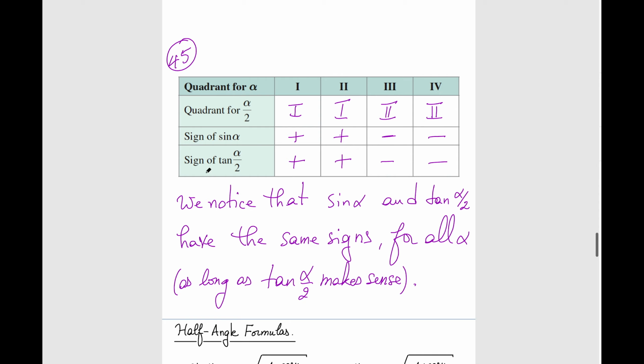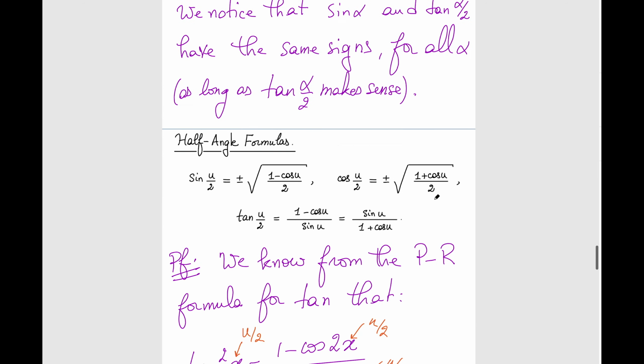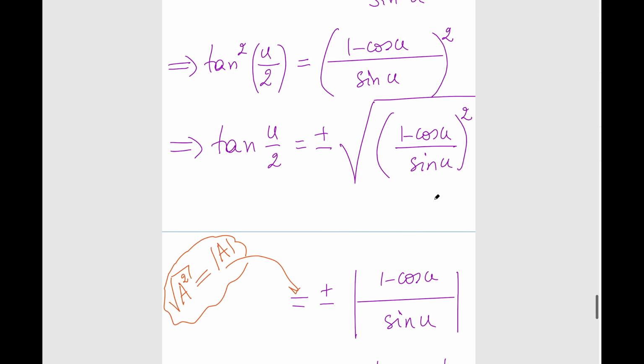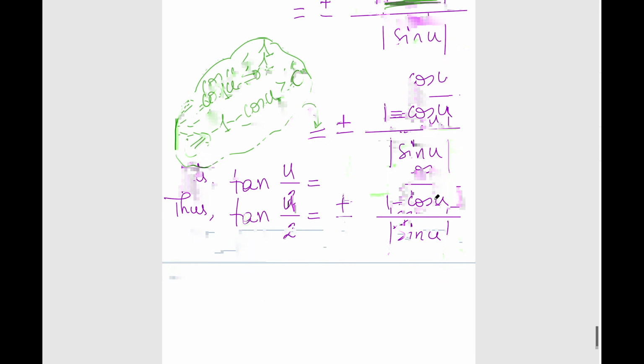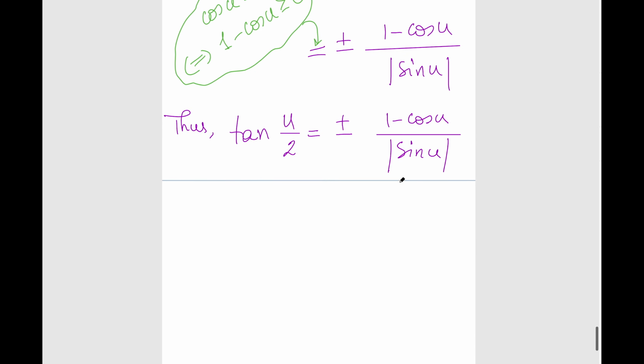We just noticed that sine of alpha and tangent of alpha over 2 always have the same sign, no matter what alpha is. So back here, by the problem just done above, with alpha being u, tangent of u over 2 and sine of u have the same sign, correct?